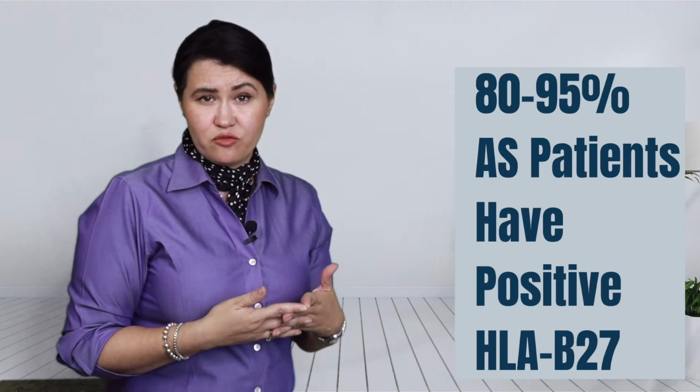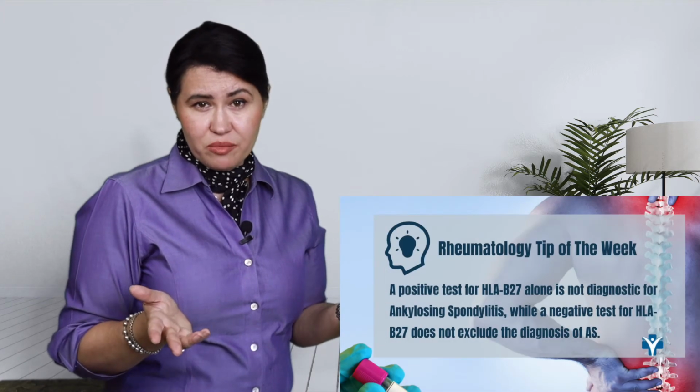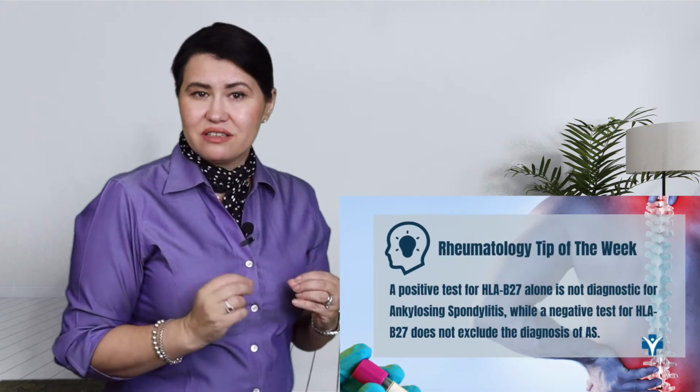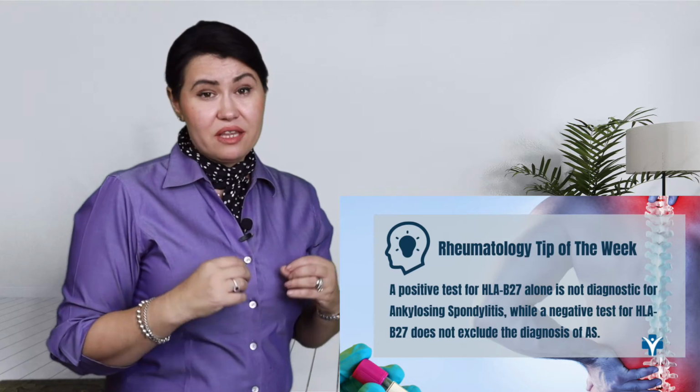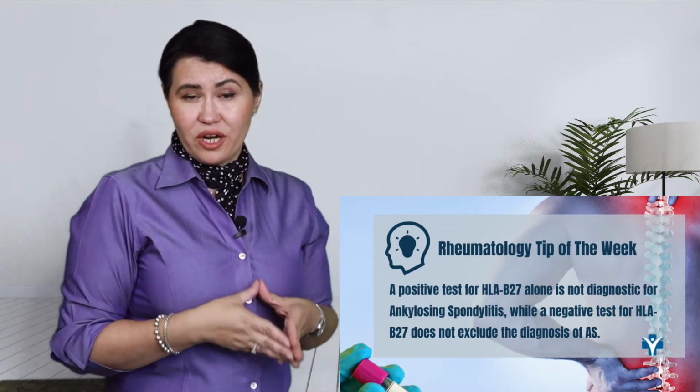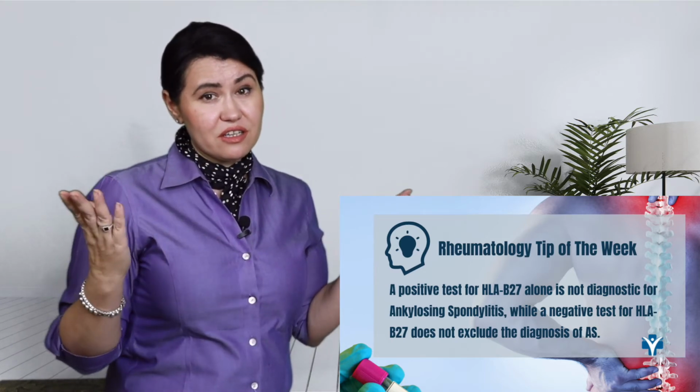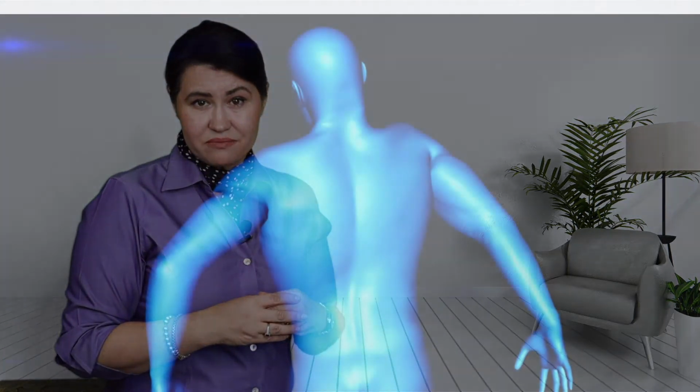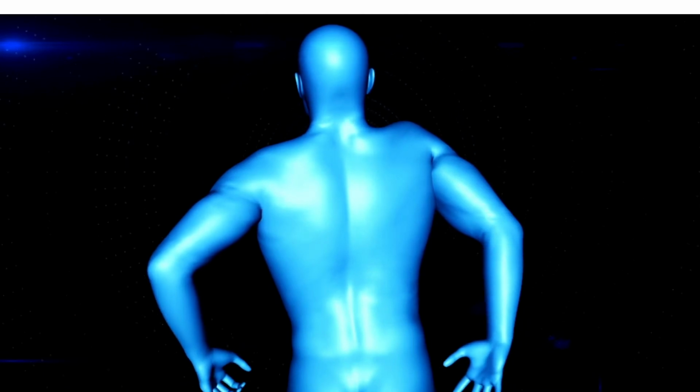HLA-B27 is present in 85 to 95% of patients with AS. Remember, a positive test for HLA-B27 alone is not diagnostic for AS. And also, a negative test for HLA-B27 does not exclude the diagnosis of AS. HLA-B27 positive needs to be evaluated in the clinical and radiologic context of the patient and does not make the diagnosis of AS. Let me give you an example.